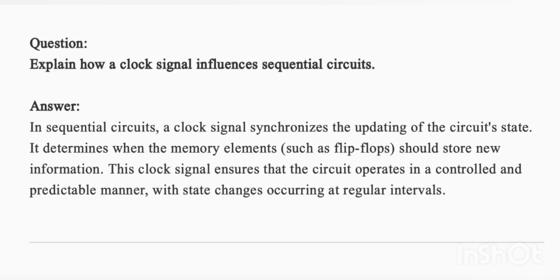Question: explain how a clock signal influences sequential circuits. Answer: in sequential circuits, a clock signal synchronizes the updating of the circuit's state. It determines when the memory elements, such as flip-flops, should store new information. This clock signal ensures that the circuit operates in a controlled and predictable manner, with state changes occurring at regular intervals.